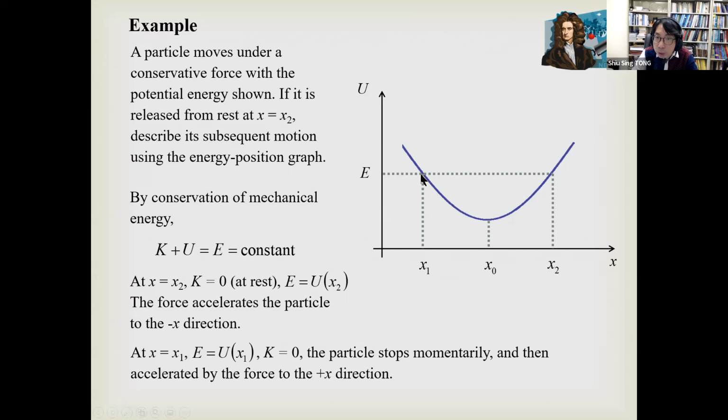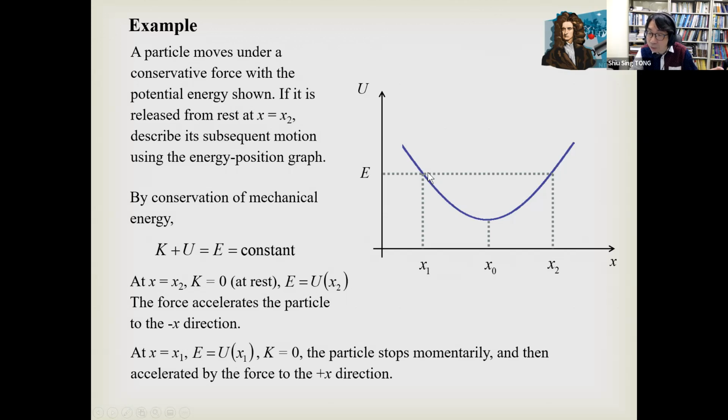And when it reaches the point x1, which has the same potential energy value as x2, it comes momentarily to rest. Why? Because at x1, the potential energy Ux1 is exactly equal to the potential energy at x2. So Ux1 equals Ux2, and the kinetic energy there is 0 because all the energy goes to the potential energy. So the body will be momentarily at rest here.